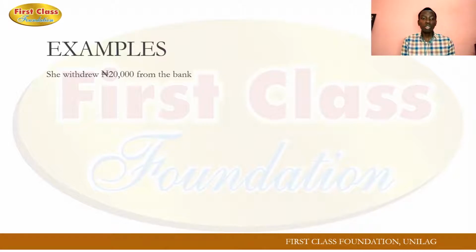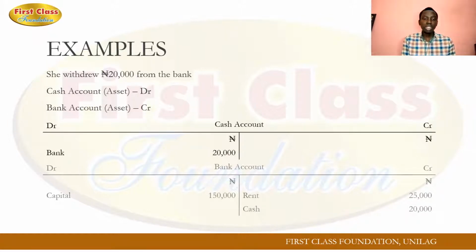She withdrew 20,000 from the bank. We are debiting cash, we are crediting bank. Both of them are asset accounts. Prior to this time, she didn't have any cash in hand. So a withdrawal from the bank increases the cash in hand, which is the cash account, and that's why we are debiting it. A withdrawal from the bank reduces the bank balance of the business, so that's why we are crediting it. So this is our cash account, bank 20,000, and our bank account, cash 20,000. We are sustaining what we had before.